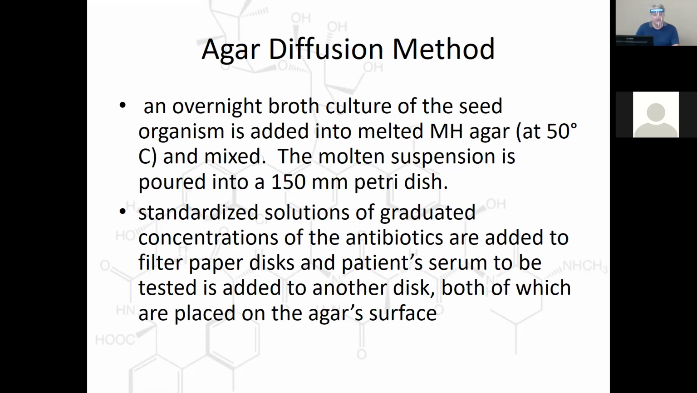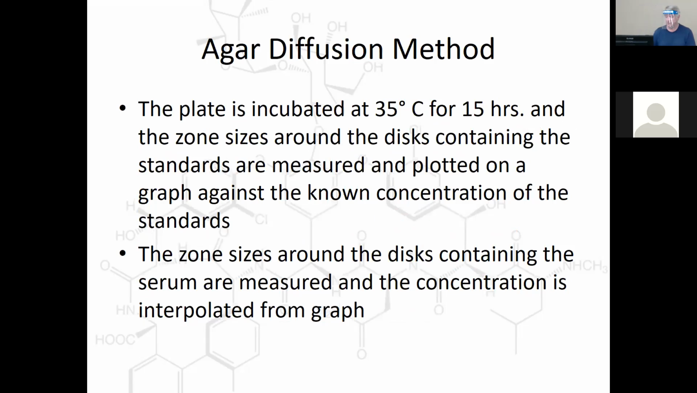So what are we doing here? We're doing an agar diffusion on the patient's serum to determine how much antibiotic they have in their serum. I don't know if y'all picked that up or not. That's what we're doing. The plate is incubated. The zone sizes around the discs containing the standards are measured and plotted on a graph against the known concentration of the standard. Zone sizes around the disc containing serum are measured and the concentration is interpolated from the graph.